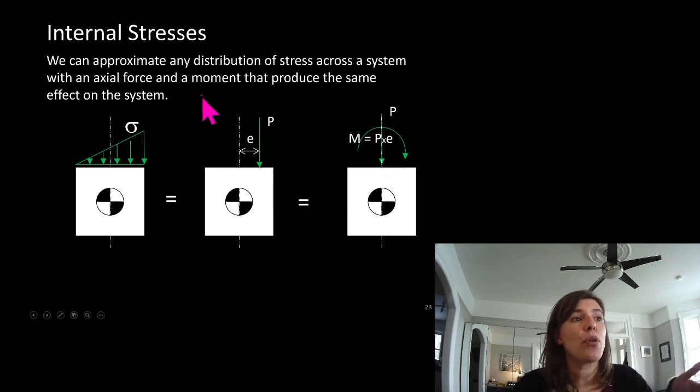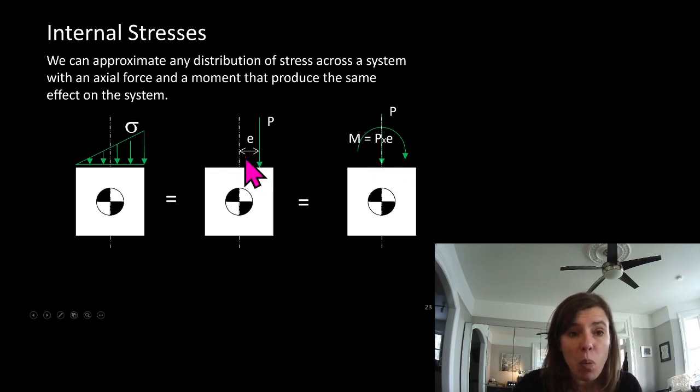So that means we can approximate any distribution of stress across a system with an axial force and a moment that produce the same effect on the system. So if we know the stress distribution on this object, we can use an analogous point load to represent the force, and we can determine its eccentricity based on the shape of this, where the centroid of the stress profile is.